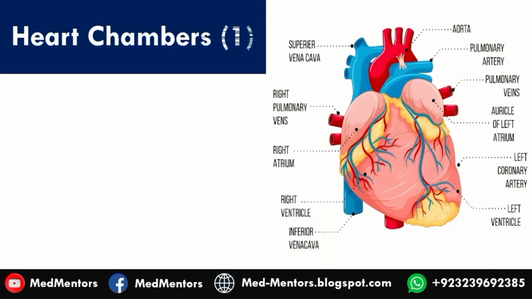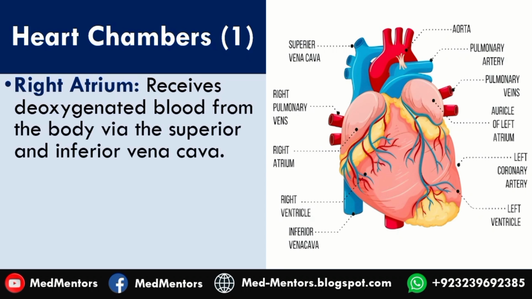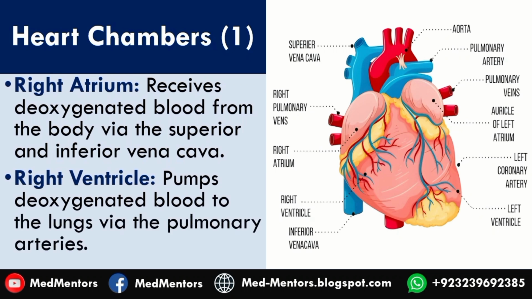Heart chambers. The heart has four chambers, each with a distinct function in the blood circulation process. Right atrium. The right atrium is the chamber that receives deoxygenated blood from the body through the superior and inferior vena cava. This blood has already circulated through the body and needs to be reoxygenated. Right ventricle. After receiving blood from the right atrium, the right ventricle pumps this deoxygenated blood to the lungs through the pulmonary arteries where it will pick up oxygen.